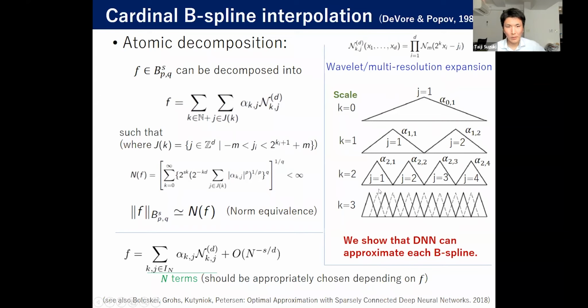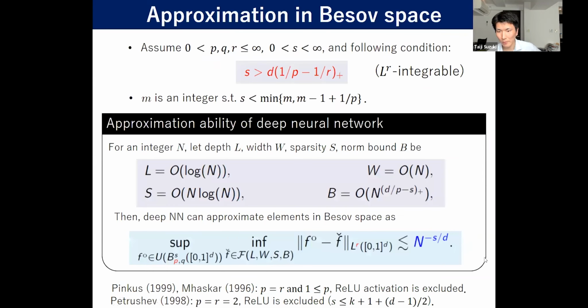Okay, so by using this wavelet basis, we can expand the function f in the Besov space like this. And we can show that by picking some appropriate n terms from this wavelet expansion, the residual is like n^(-2s/d). So this appears in the approximation error bound here.